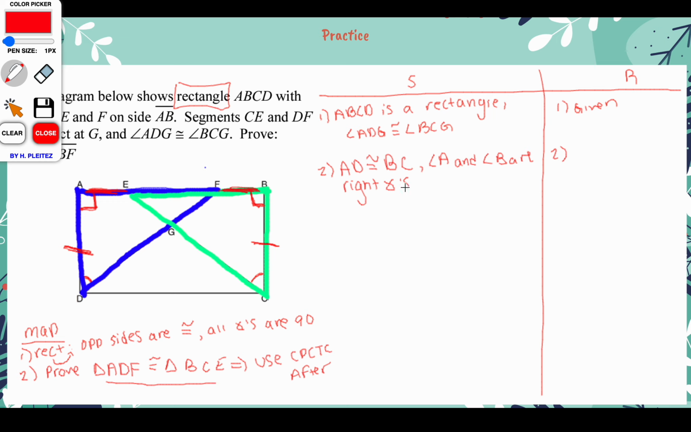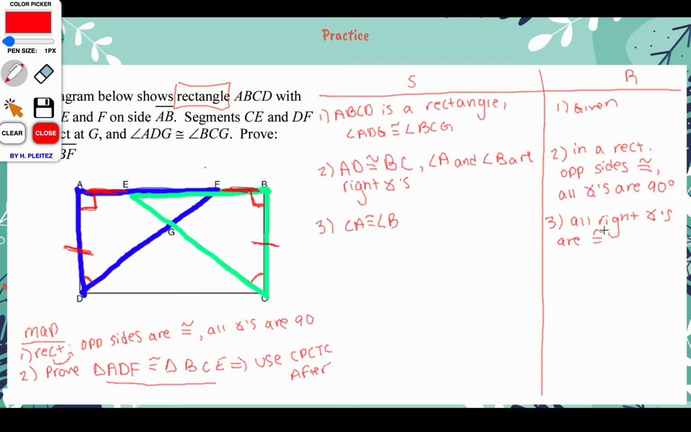And the reason we have to be specific here, so in a rectangle, opposite sides are congruent and all angles are 90 degrees. Now remember, when you state 90-degree angles, you need to go the extra step and just say, hey, angle A is congruent to angle B because all right angles are congruent. Great. Okay, so we've done the rectangle stuff.